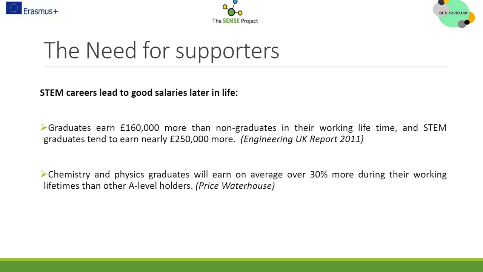Some research suggests that a STEM career actually makes you better off. So you've got some data there. According to Engineering UK, a STEM graduate will earn £160,000 more. And if you're a STEM graduate, it's £250,000 more. And Price Waterhouse, a large accountancy firm in the UK, suggest that chemistry and physics graduates will earn on average 30% more than other A-level holders. So it pays to have a career in STEM.